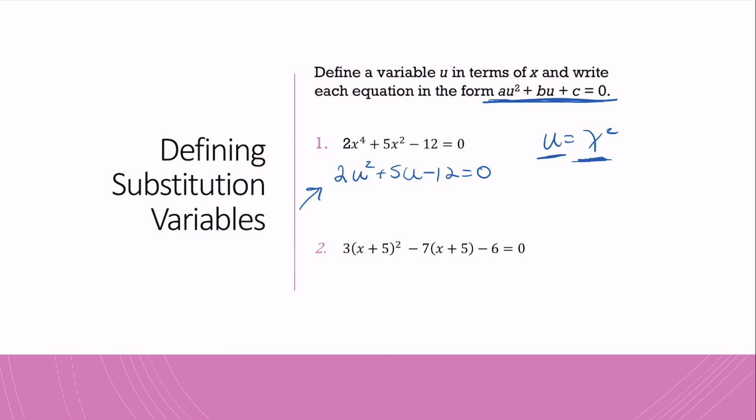In problem 2, let's let u be x plus 5. So I've got 3u squared minus 7u minus 6 is 0. This is how I would rewrite it.